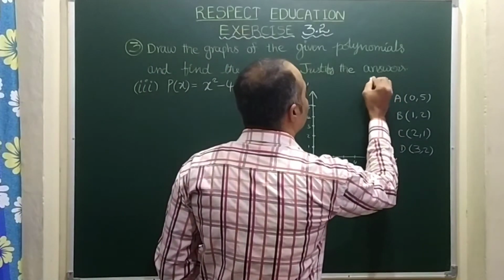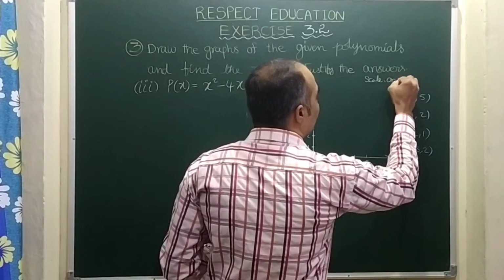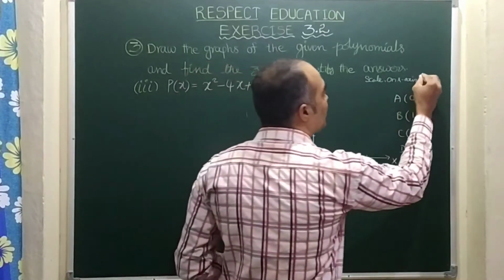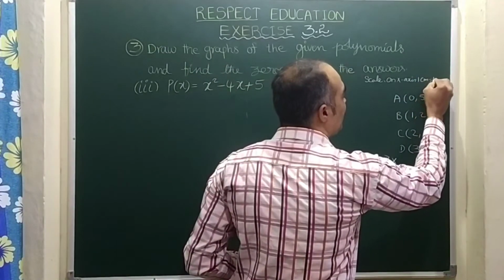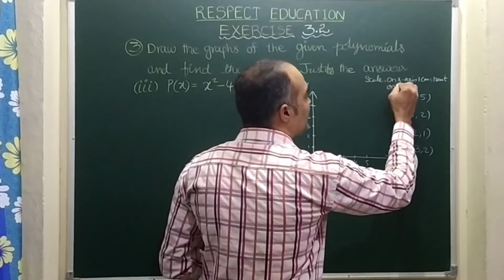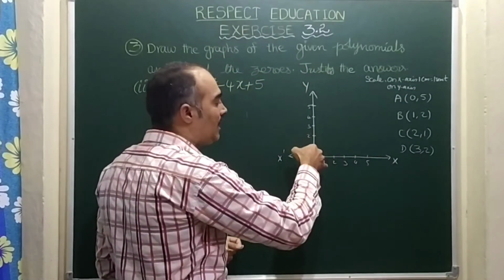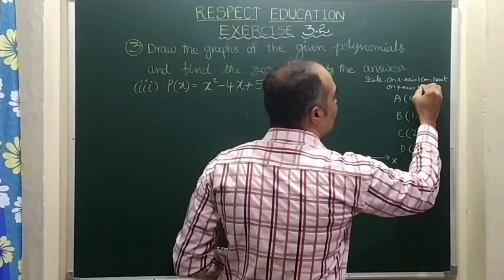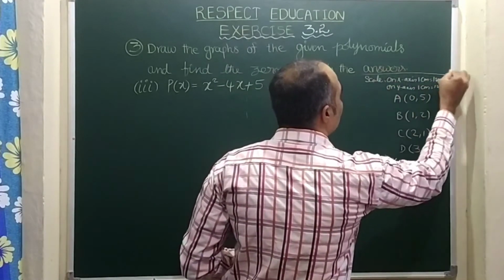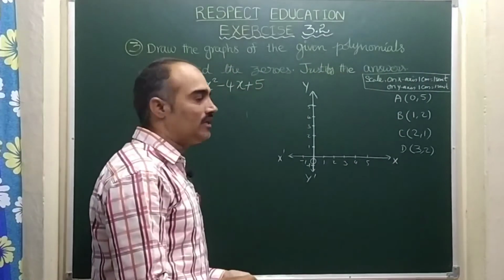Without forgetting, let us write the scale first. Scale on x-axis: 1 centimeter equal to 1 unit. Same way on y-axis, here also I am taking 1 cm as 1 unit only. So let us write the scale. Now let us plot the points.